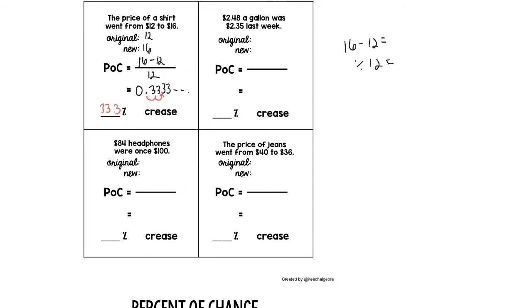We want to know if it's an increase or decrease. Remember, if this is a positive number, it's a percent increase. If it's negative, it's a percent decrease. This is positive, so it's an increase. Let's try another one.